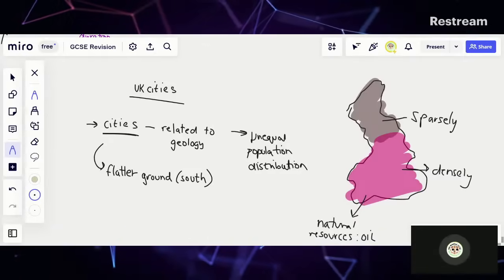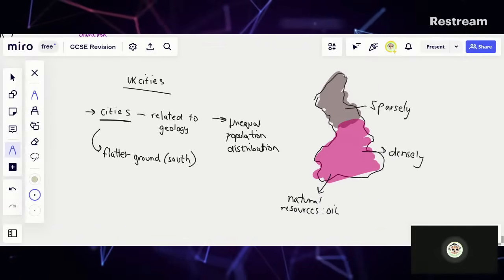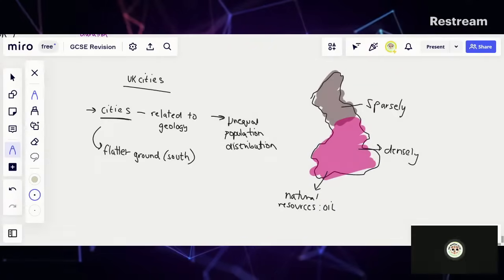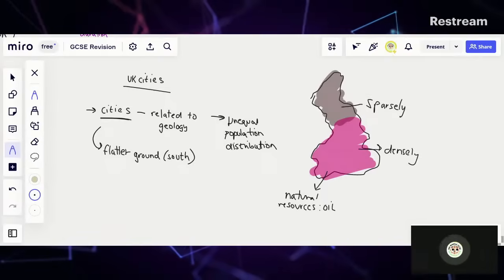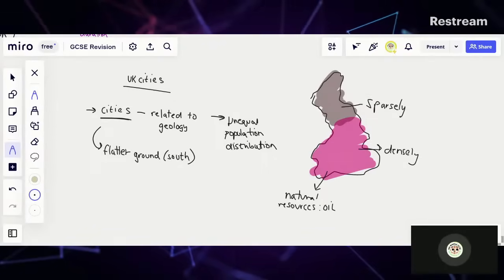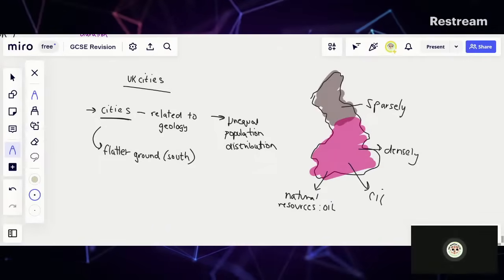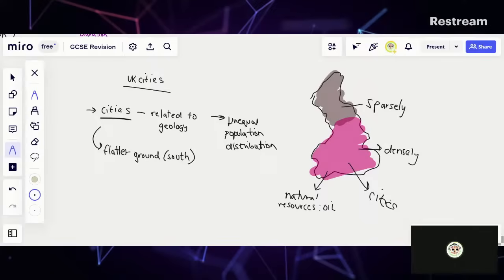Now, a lot of people forget to revise the topic about UK cities, and it's not too much to remember. You just need to be really familiar with how cities are placed in the UK. Just remember, upland regions, sparsely populated. Lowland regions are densely populated, which is why many cities are found in the southern areas.